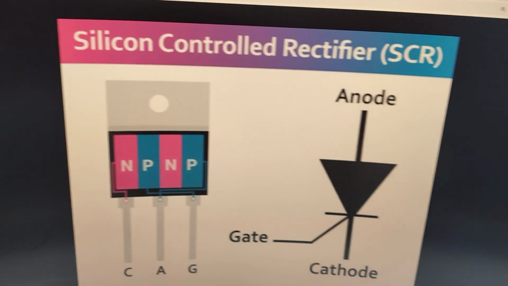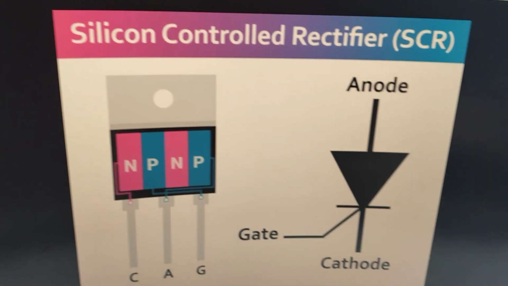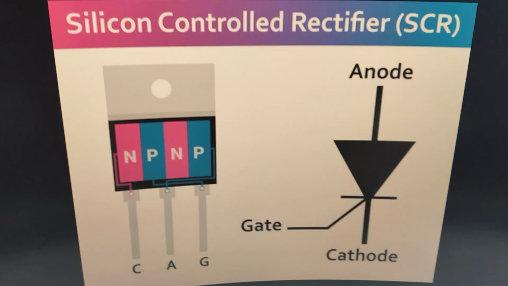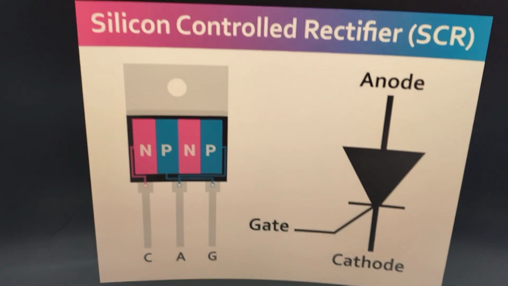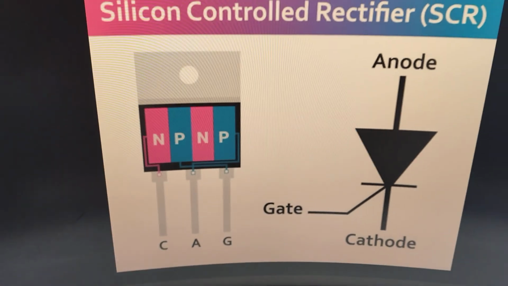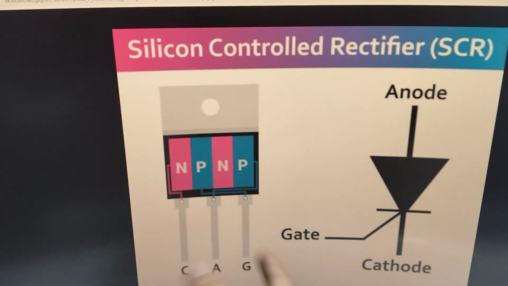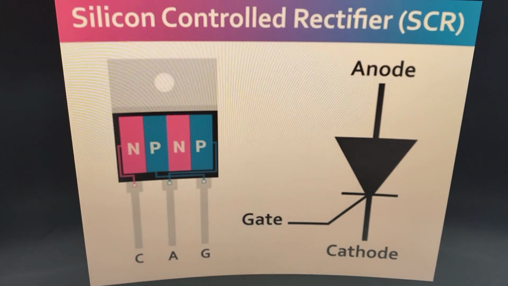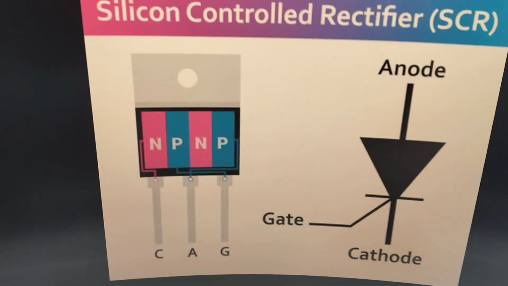The thyristor is basically a family. It includes the SCR itself, and there's a diac, there's a triac, so it's a whole family. But generally, the term is used synonymously: SCR, thyristor, the same thing. It's a four-layer device, NPNP or PNPN, whatever you want to call it.